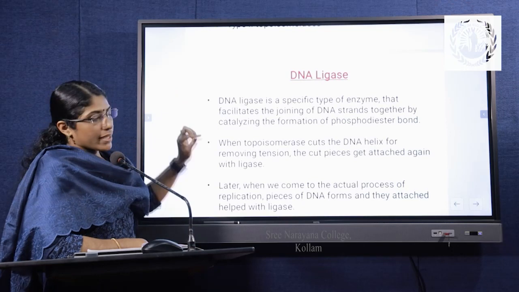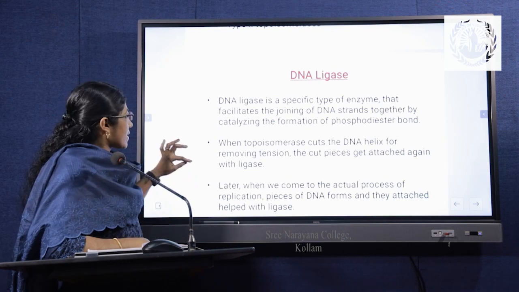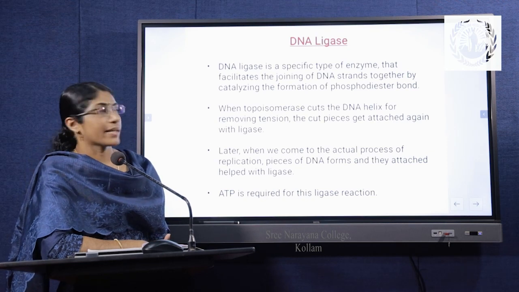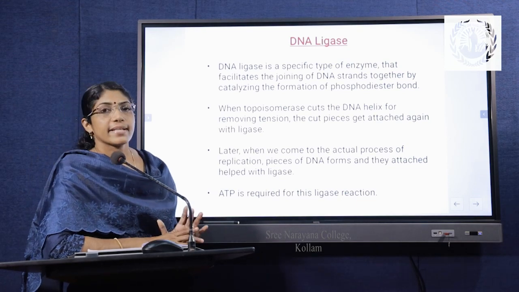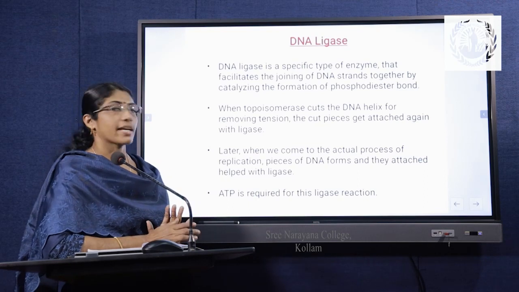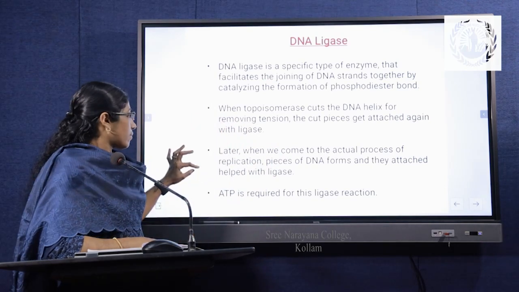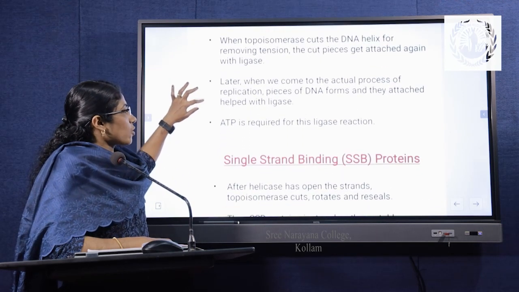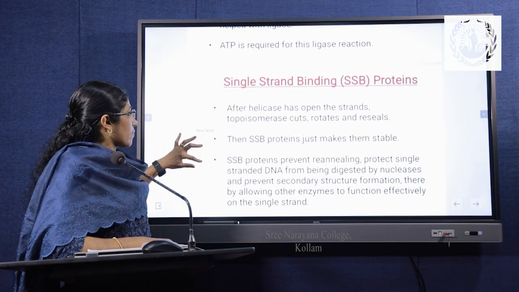Then we come to the next enzyme, that is DNA ligase. The main action is that it is the ligating enzyme. DNA ligase is a specific type of enzyme that facilitates the joining of DNA strands together by catalyzing the formation of phosphodiester bonds. When topoisomerase cuts the DNA helix for removing tension, the cut pieces then get attached with the help of the enzyme ligase. Later, when we come to the actual process of DNA replication, the pieces of DNA formed are attached with the help of ligase. It is an ATP-requiring reaction.